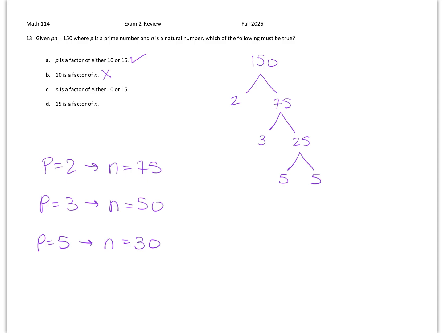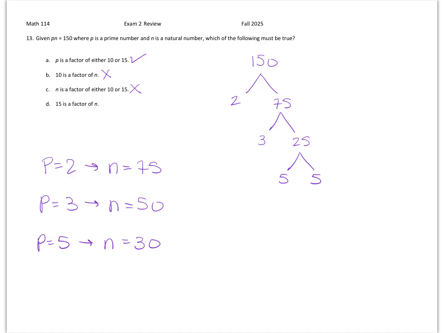Okay, for part C, n is a factor of either 10 or 15. So here are my three n's. 75, is that a factor of 10? No. Is it a factor of 15? No. It's a multiple of 15, but it is not a factor of 15. It's not a number that divides 15 evenly with no remainder. Okay, so this is not true, and it's not true in any of the cases. 50 is not a factor of 10 or 15. 30 is not a factor of 10 or 15. All three of these are multiples of 10 or 15, but not factors. Okay, so that is not true.